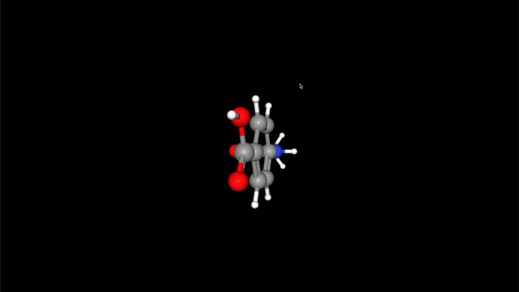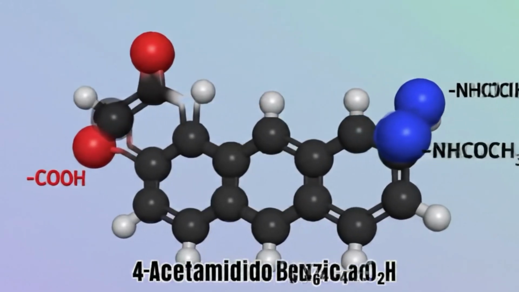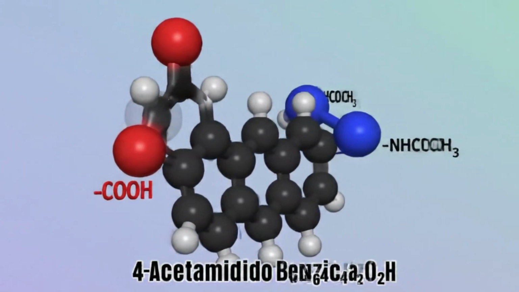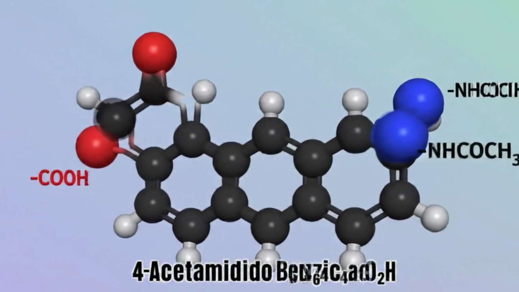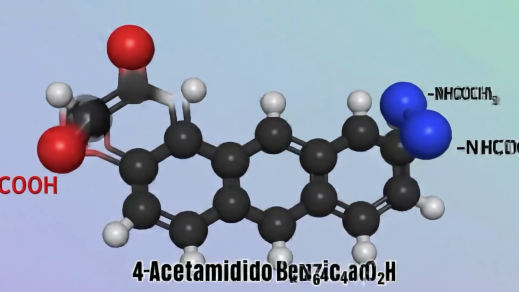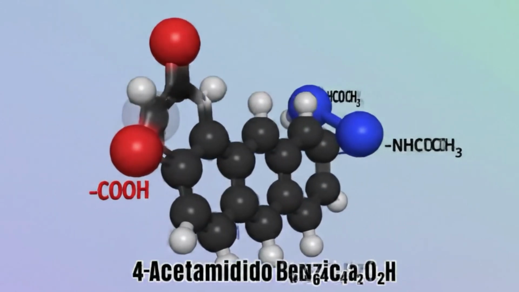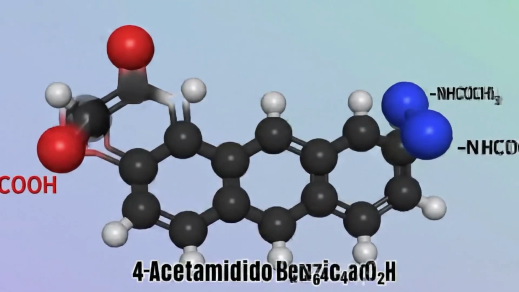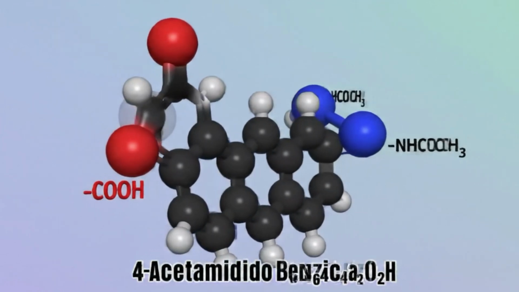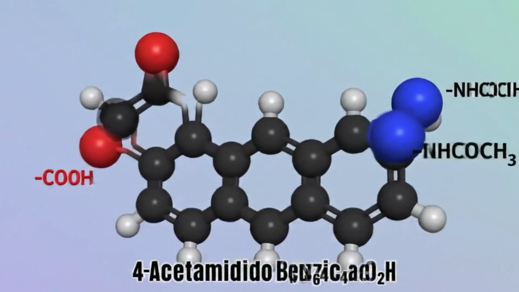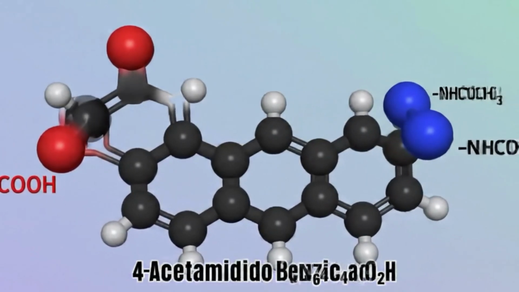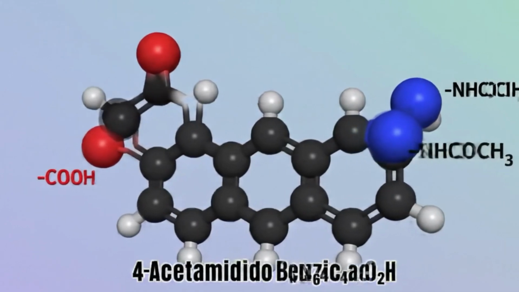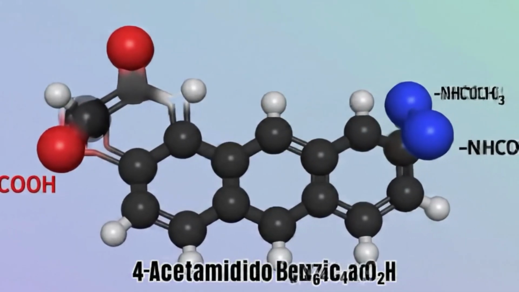All right, let's get to the good stuff. What does 4-Acetamidobenzoic acid actually look like? Picture this. At its core, we've got a benzene ring. That's a 6-carbon ring with alternating double bonds, forming a sturdy, flat hexagon. Think of it as the foundation of this molecule. Now, attached to this ring are two special groups that give it its personality. On one side, we have a carboxylic acid group, written as COOH. That's a carbon double bonded to an oxygen and single bonded to an OH group, which makes this compound acidic, meaning it can donate a proton in a reaction.